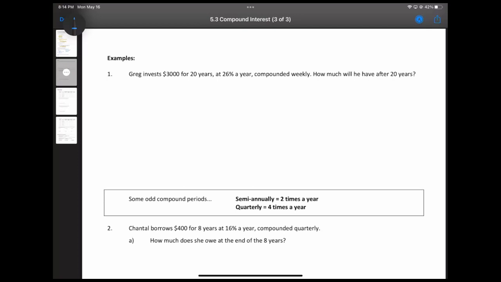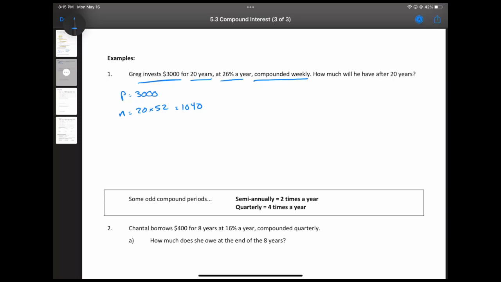But let's just use that because it's a nice number, or at least you'll see why it's a nice number in a moment. So we're told that Greg invests $3,000. So that's a principal. 20 years is time. Now, before I write that down, I don't want to write down t equals 20 years because this is going to be a compound problem. And in fact, it's compounded weekly. So it's not t we're writing down, it's n, the number of compound periods. And the number of compound periods is 20 years at 52 compounds a year, since there are 52 weeks in a year. So 20 times 52 is 1,040.